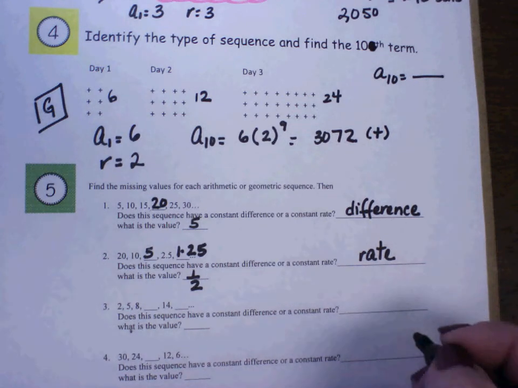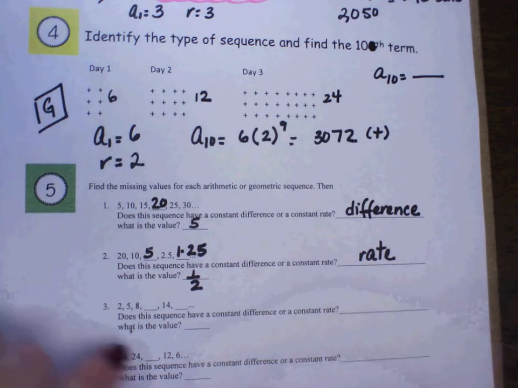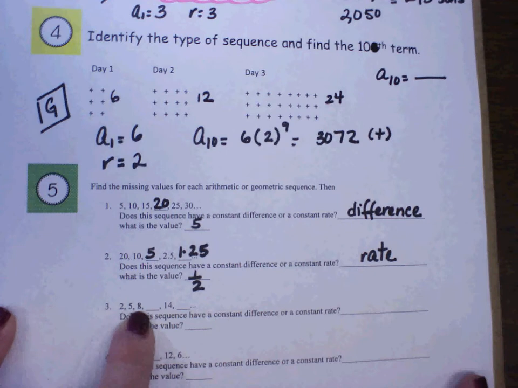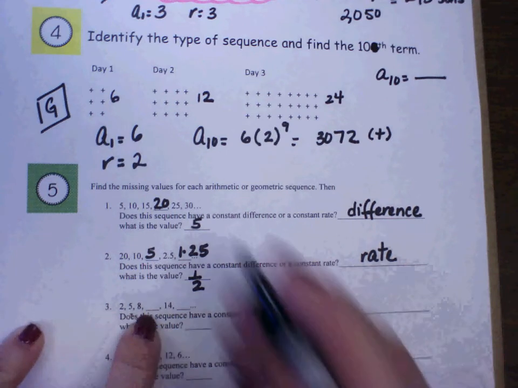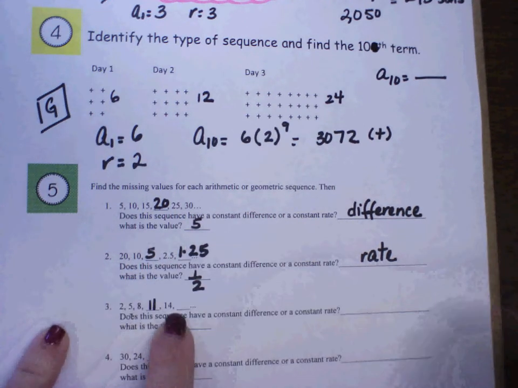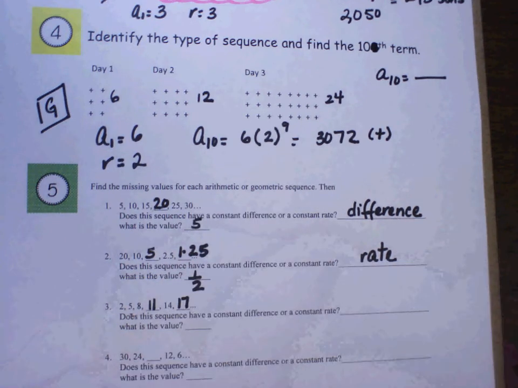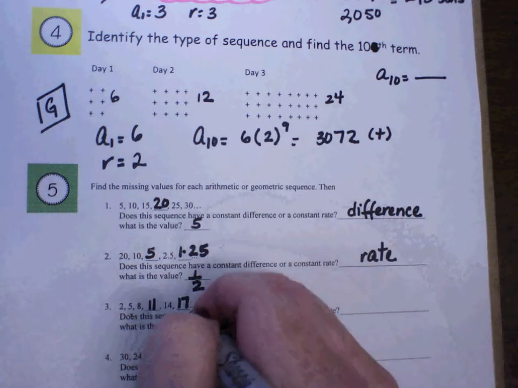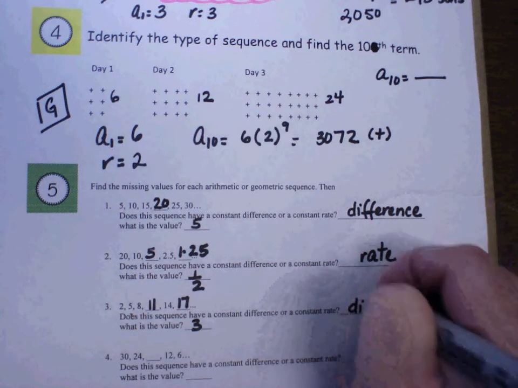All right. 2, 5, 8, 11, 17. All right. Think about what you did to get those numbers. Is it a constant difference or is it a constant rate? It's a difference because what are you adding? 3. Thank you. Okay?